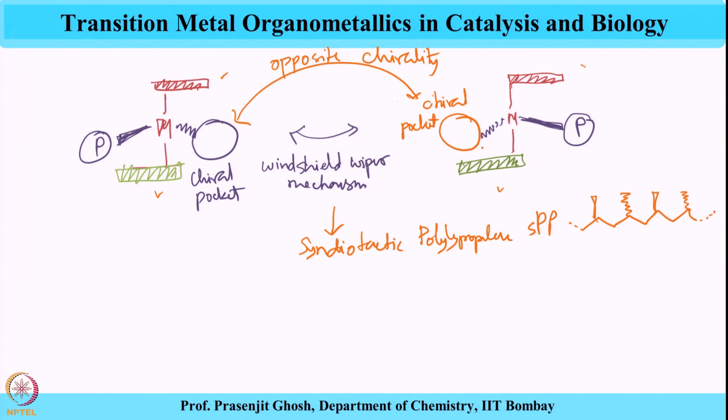polypropylene using this configuration. Indeed, the nice demonstration of this syndiotactic polypropylene was given by Ewen in 1988, where a CS symmetric catalyst was used for producing syndiotactic polypropylene, and this is best illustrated below.